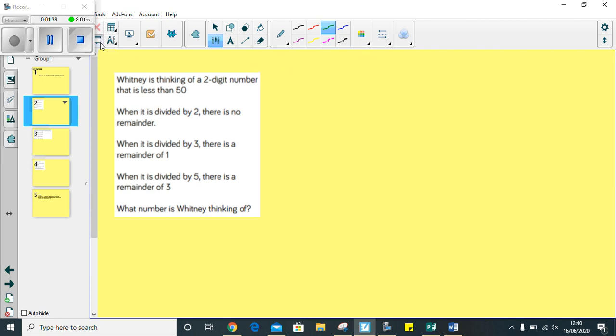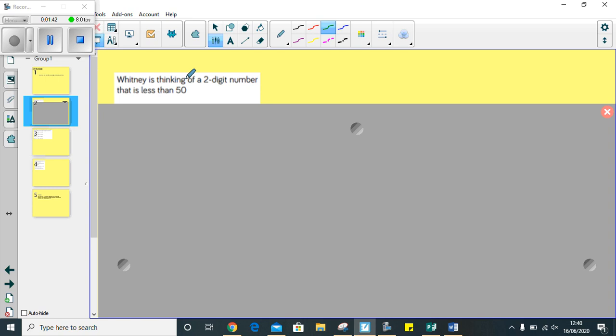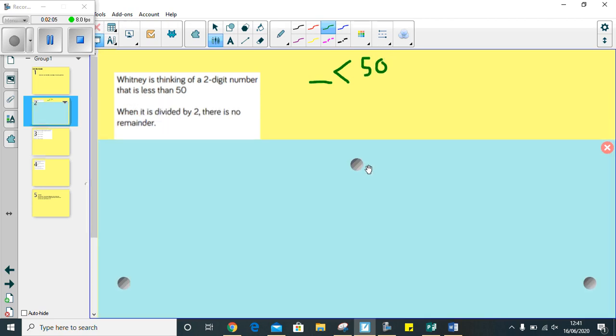So, to help me with this one, I'm going to split it down. I'm looking at the first bit first. Whitney is thinking of a 2-digit number less than 50. So I know such and such number is less than 50. When it is divided by 2, there is no remainder. So if it's divided by 2 and there's no remainder, that means it must be an even number.